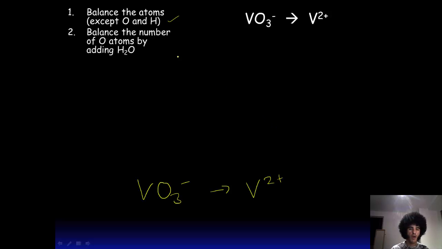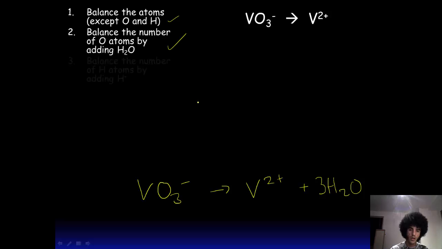It says balance the number of oxygen atoms by adding H2O. Now I've got oxygen here and I've got 3 of them. So I need to add oxygen on the other side to balance it all out. So I've got plus H2O. Now I've added oxygen, but there are 3 here, and I only have 1 there. So I need to have more in order to balance this side with this side. So I'm going to put a 3 there. So I've now got 3 oxygens here, 3 there, it's balanced.